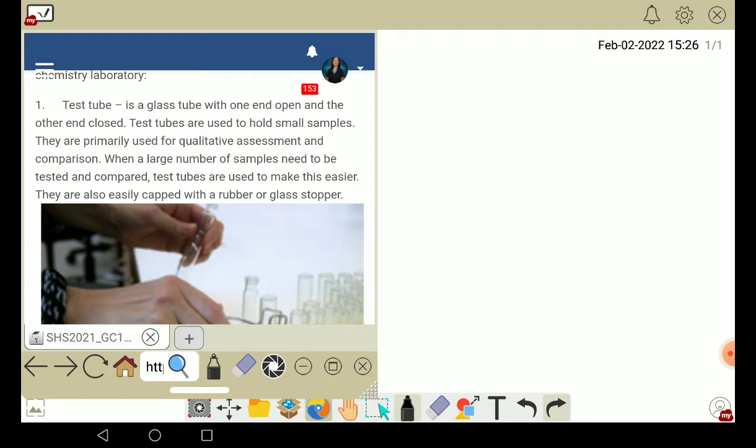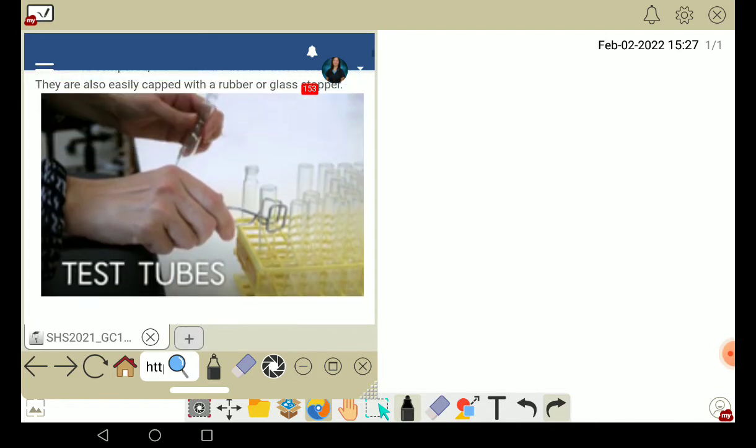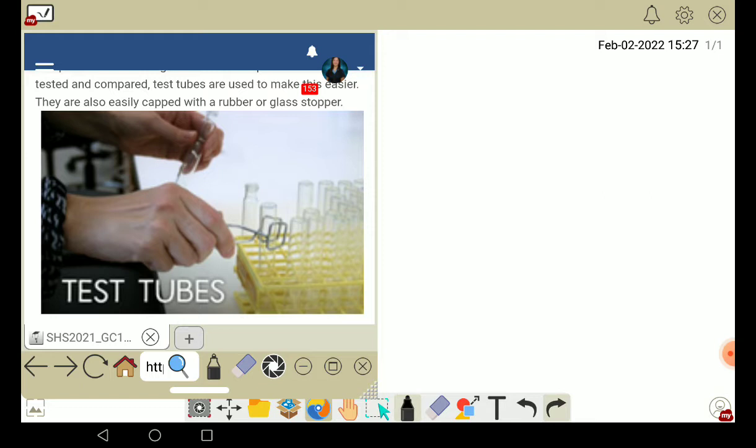Okay, since a test tube has one end open, in order for us to secure our samples, we need to use a rubber or a glass stopper on the top of it to prevent our samples from spilling. Okay, so this is an example of a test tube. In our image, the test tubes are placed in a test tube rack, and the test tube rack is one of the apparatus that we are going to encounter in this lesson.